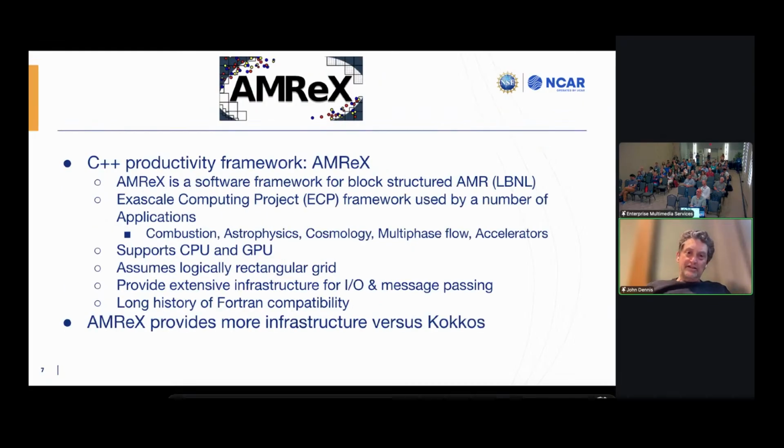So we're using AMReX. This is a C++ productivity framework. It was supported through the Exascale Computing Project. It's used by a number of different application areas. It supports CPU and GPU, assumes logically rectangular grids, and provides infrastructure for I/O and message passing. And it grew out of a community of basically Fortran compatibility. So it was basically designed for if you have a Fortran application and you want to migrate it to C++.